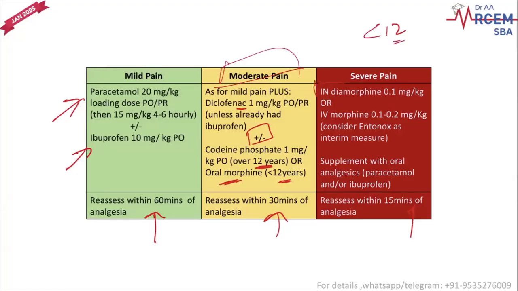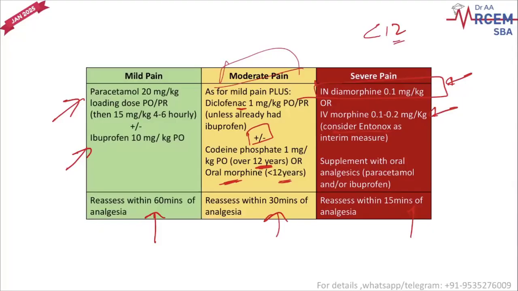Severe pain, the preferred one is intranasal diamorph. This is 10 times more potent than morphine. It is preferred in the pediatric age group mainly because it is given intranasally. And you need not gain an IV access. Gaining an IV access itself is a stressful procedure for the kid. He might start crying for the IV access itself. So giving intranasal diamorph is the preferred one, more preferred than giving IV morphine.